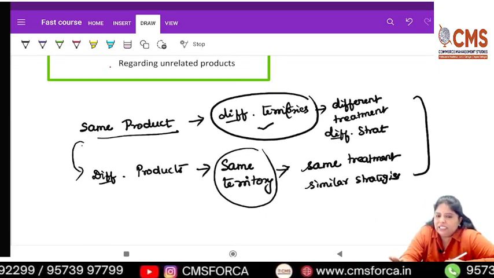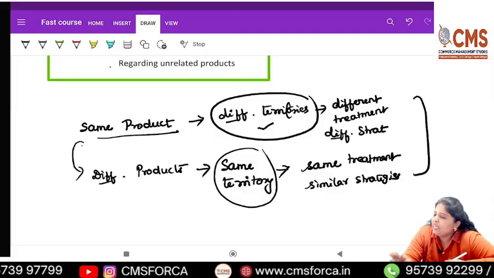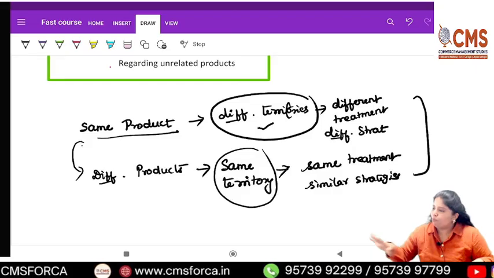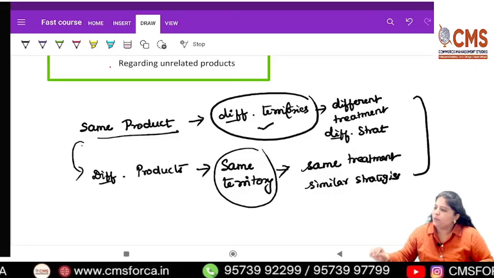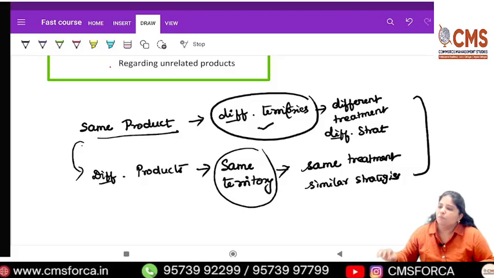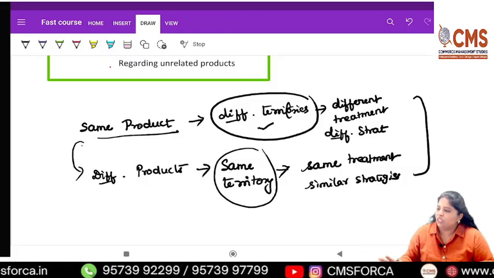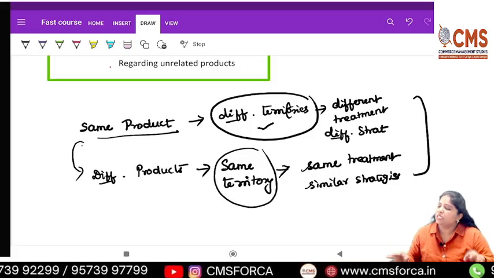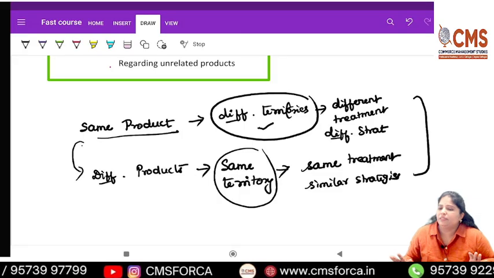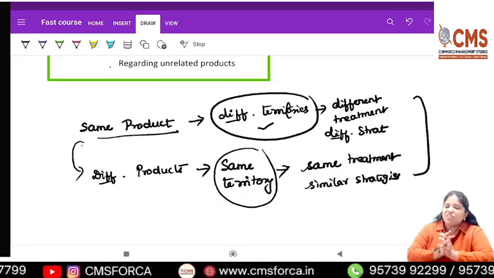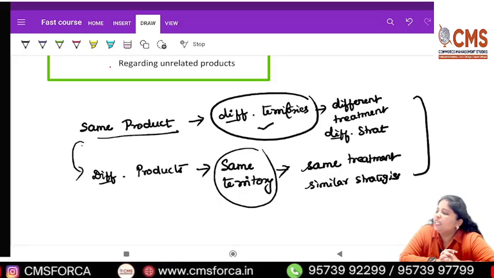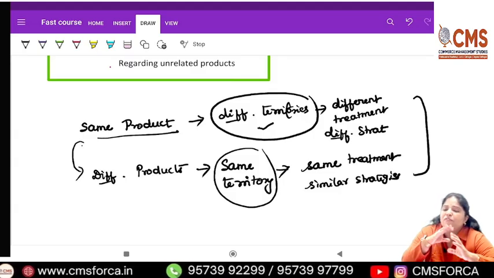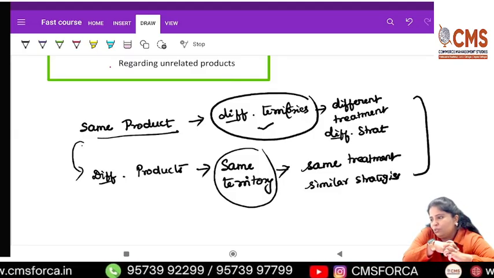Hope the concept is clear. But in the SBU structure, we are going to group on the basis of products, services, and technology. So all the divisions within the same SBU will receive the same treatment. So whatever lapses we had in territorial grouping, those lapses are resolved very effectively through the SBU structure.